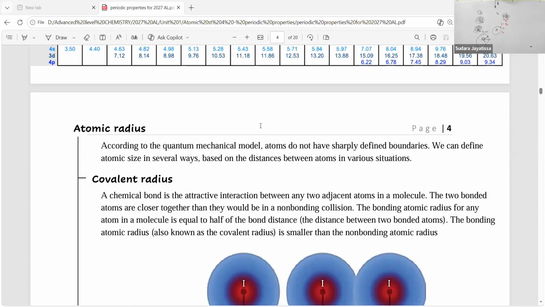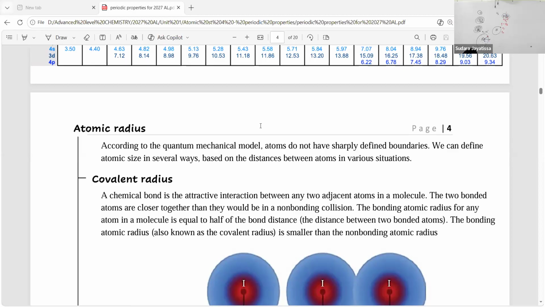We can define atomic size in several ways based on the distance between atoms in various situations. Underline various situations and say when it makes bonds.